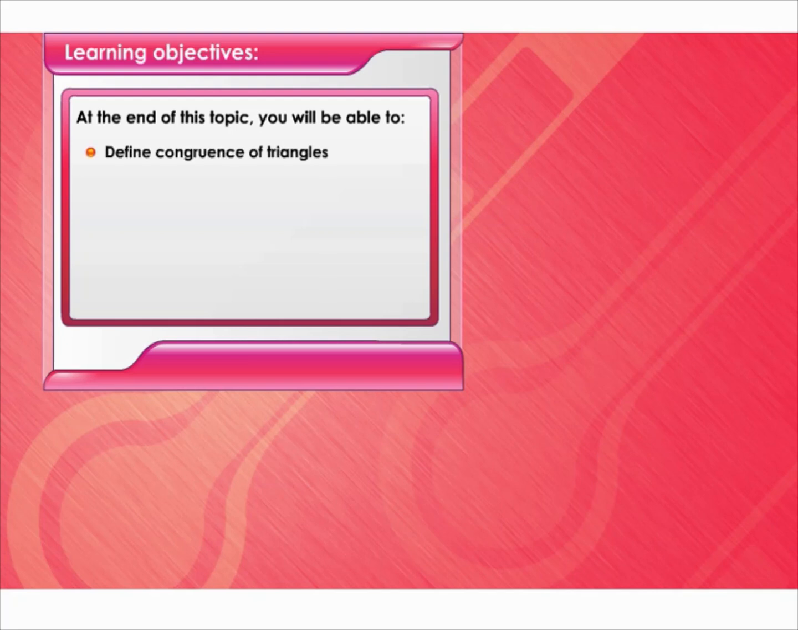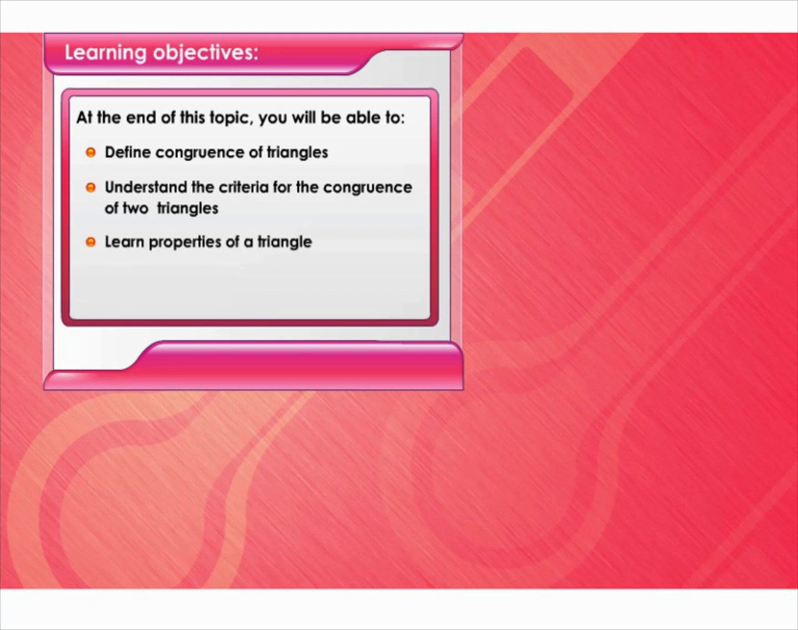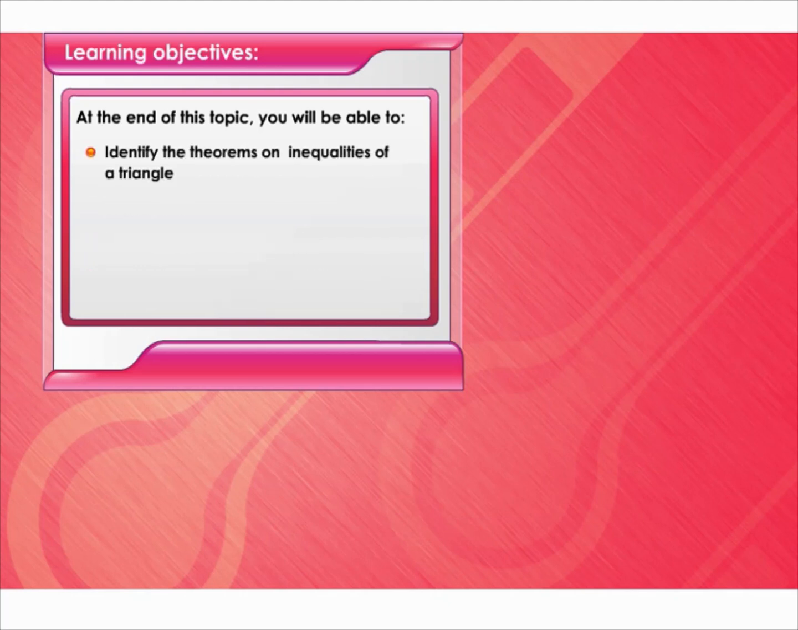Learning objectives. At the end of this topic, you will be able to define congruence of triangles, understand the criteria for the congruence of two triangles, learn properties of a triangle, solve problems based on the properties of an isosceles triangle, identify the theorems on inequalities of a triangle, and apply the theorems to solve problems involving inequalities of a triangle.